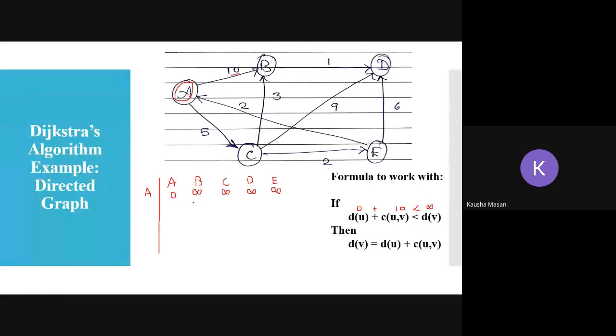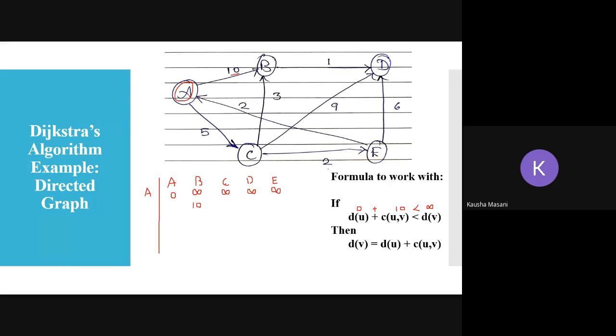So what are you going to write in the next row? You are going to update this infinity value to 10. You are not writing this 0 again here, because we don't need that value. We are searching from A, so you don't need to write 0 in this second row. We updated the value for B, the distance of B.